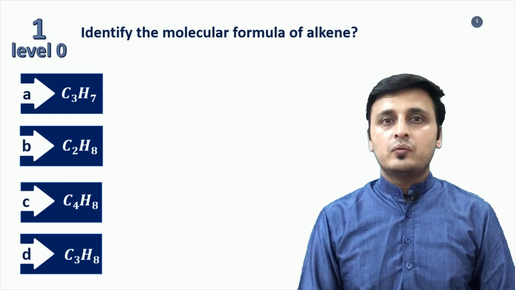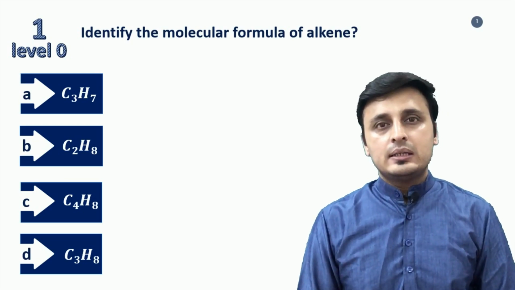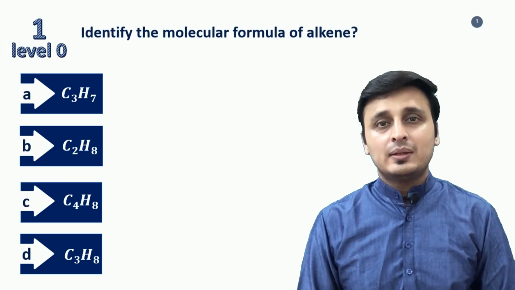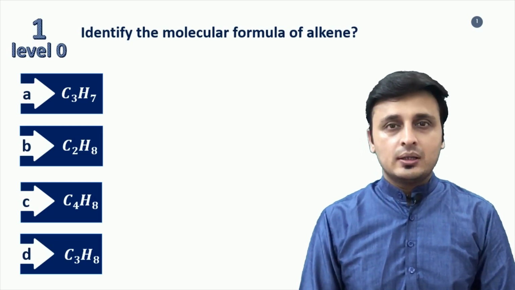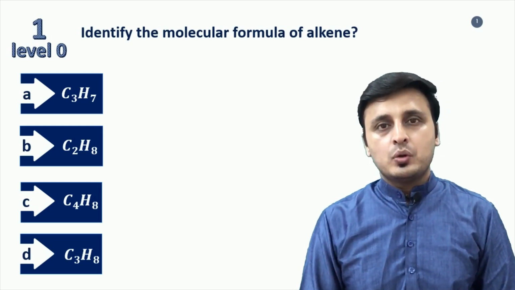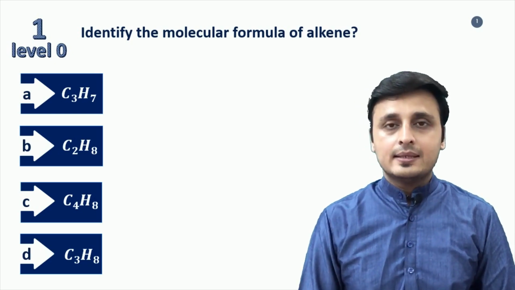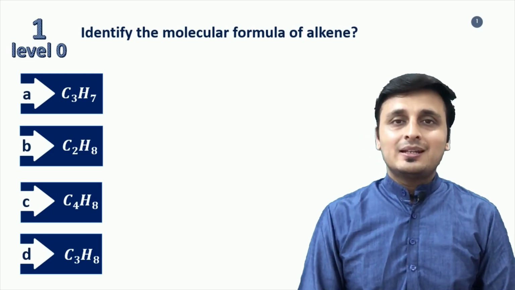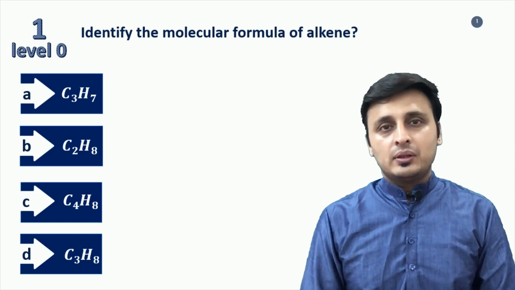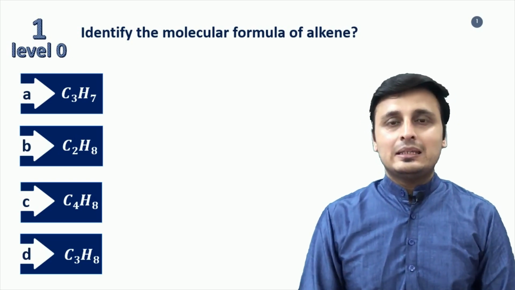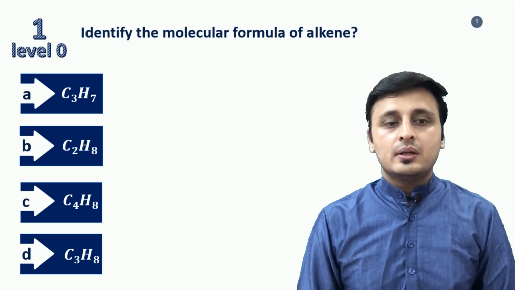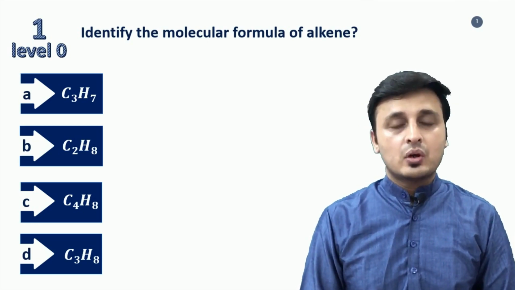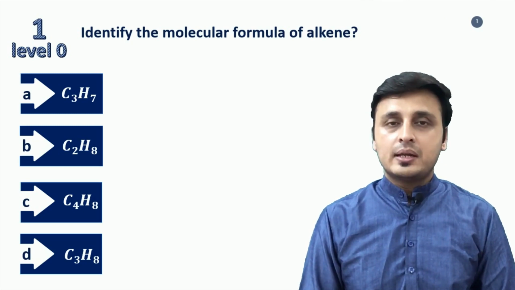Their general molecular formulas are CnH2n plus 2 for alkanes, CnH2n for alkenes, and CnH2n minus 2 for alkynes. So the correct general molecular formula with reference to the alkene is CnH2n, and when we see the options, the correct combination is option C, that is C4H8.